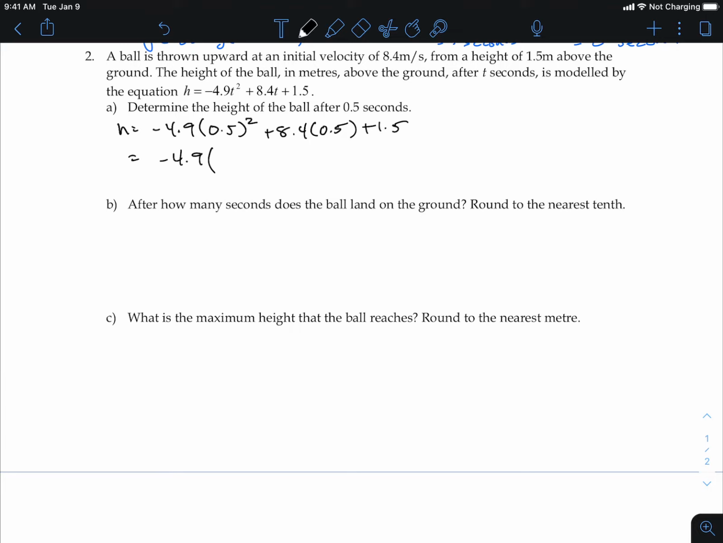What's 0.5 squared? And then half of 8.4 should be 4.2, plus 1.5. And then we should get negative 1.225 plus 4.2. Do the math on that. We should get 4.475.